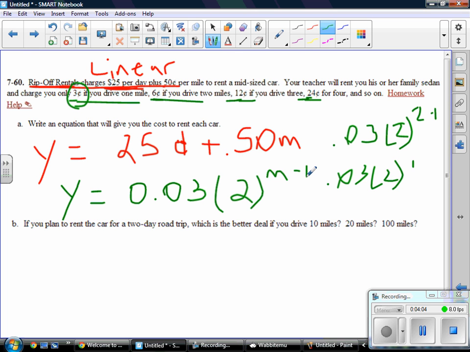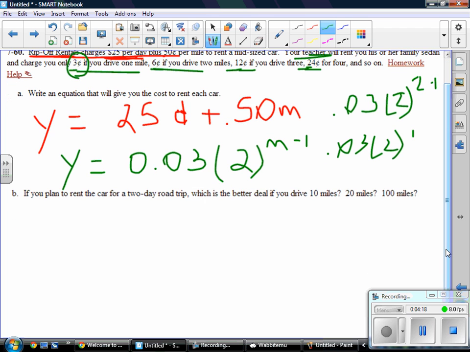The first one for the rip-off rentals is linear. The teacher one is multiplying every time. It's a multiplier of 2, and you started at originally 3 cents. Okay, so now I'm going to use those equations to answer the next questions in part B. If you plan to rent a car for a 2-day trip, that's one of my variables, which is a better deal if you drive 10 miles versus doing 2 days and 20 miles, 2 days and 100 miles. So we're going to compare which one would you rather rent from, which is the better deal.